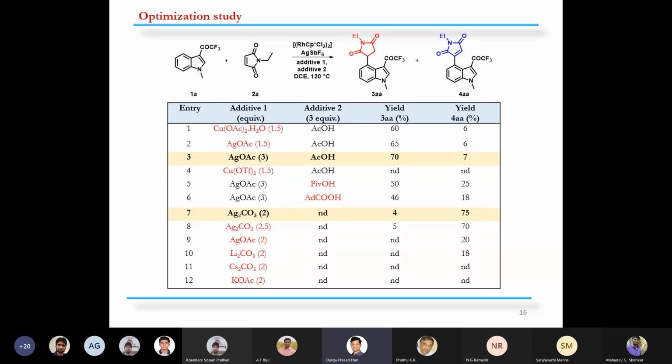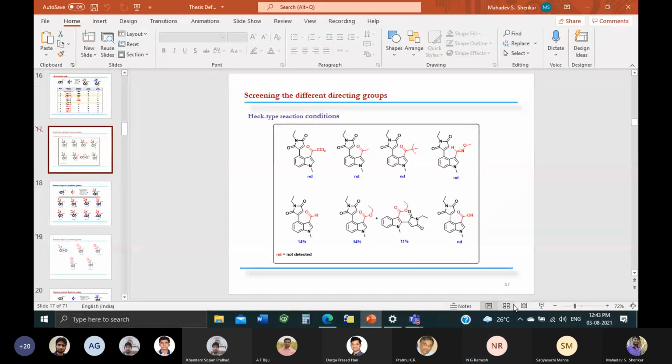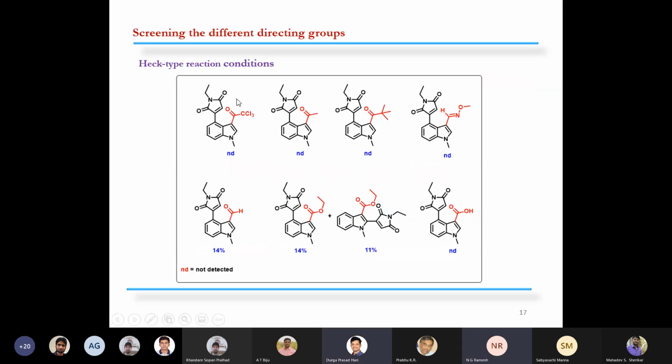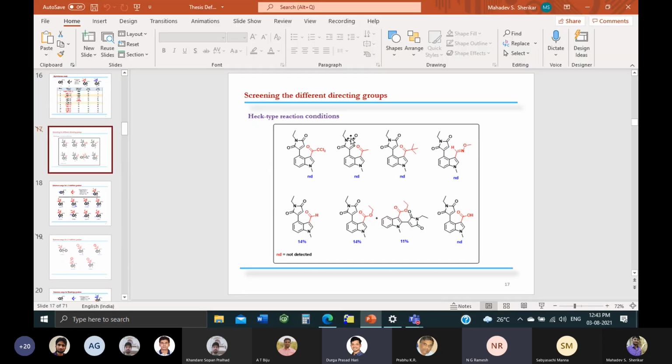Yes, sir. Actually, in this project, we have screened different directing groups also, sir. When we screened the other directing groups, for example, I hid that slide. So here. Okay. So all other directing groups are not working under this condition. So it's only aldehyde and ketones. Not all ketones, but only CF3 ketone. But you already explained that is because of the electronics. Yes. Okay. Thank you, and once again, congratulations. Thank you, sir. Thank you, Durga.